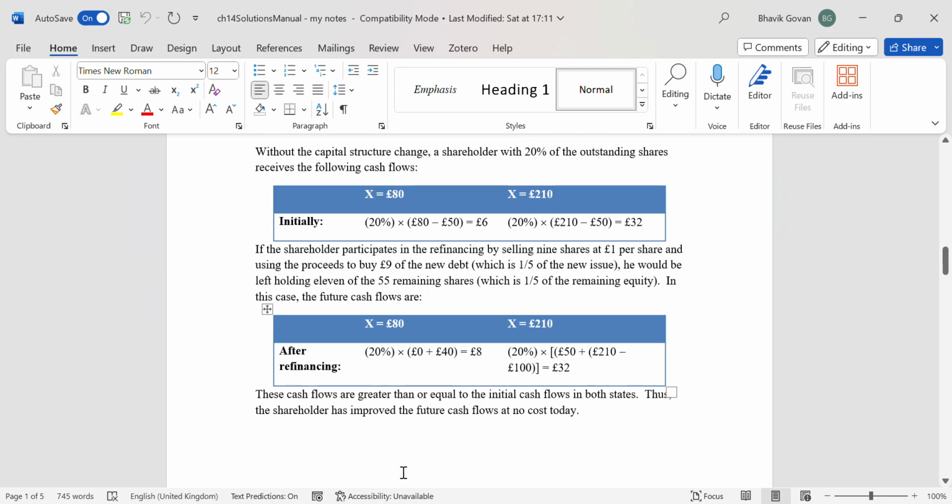The cash flows are greater than or equal to the initial cash flows in both states. So by just comparing the two cash flows initially and after the refinancing, you can see that it's better for this particular shareholder if they go through with the refinancing, because they have basically improved their future cash flows today at no cost.